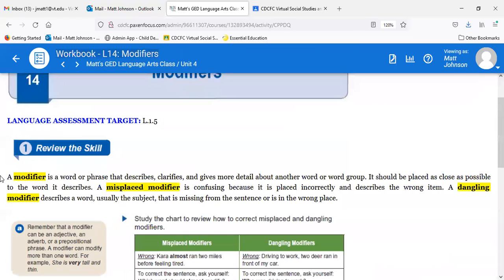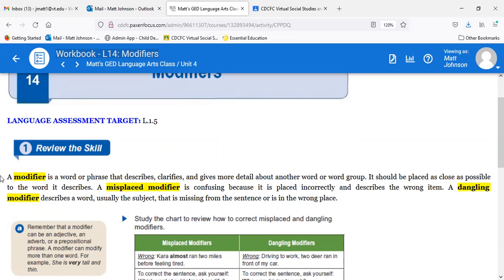All right. Like it says here, a modifier is a word or phrase that describes, clarifies, and gives more detail about another word or word group. So we have to be careful about where we put our modifier so that we are modifying the right thing in the sentence. So it should be placed as close as possible to the word it describes. There's your clue, right? If it's at the end of a sentence, if you have an adverb or prepositional phrase or something like that, that's probably out of place. Make sure it connects to the correct word that it's modifying.